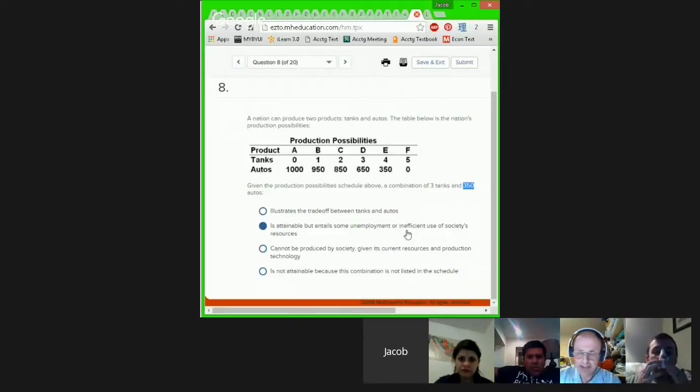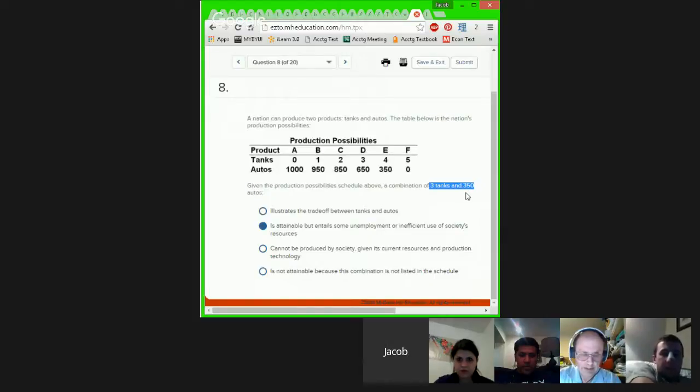I agree. Yeah, it makes sense. I just reread the question and it says it's talking about the combination of tanks and autos. Yeah, I agree. I was just looking at it weird, but I don't like the wording of the question. So you guys don't like "illustrates the trade-off between tanks and autos"? Correct. Yeah.